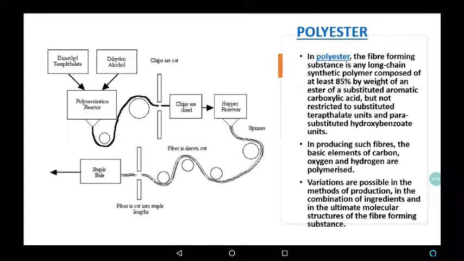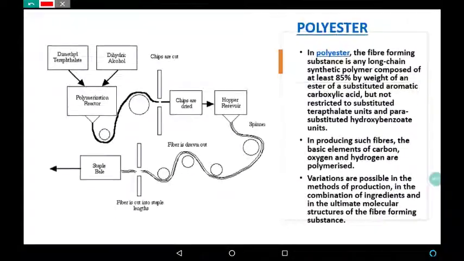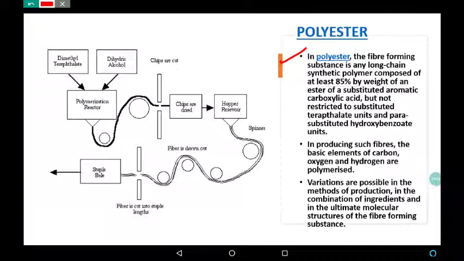Next fiber is polyester. In polyester, the fiber forming substance is any long chain synthetic polymer composed of at least 85% by weight of an ester of a substituted aromatic carboxylic acid, but not restricted to substituted terephthalate units and para-substituted hydroxybenzoate units. In producing such fibers, the basic elements of carbon, oxygen and hydrogen are polymerized.